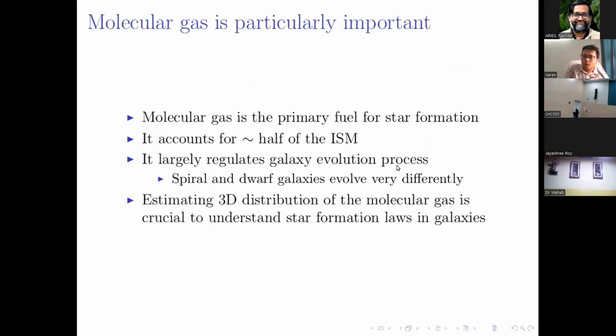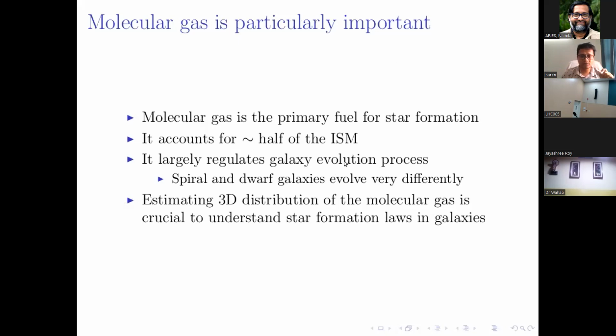So molecular gas in particular is important. Of course, atomic gas is very much important. Atomic gas and molecular gas are the two primary components of the gas disk. Atomic gas provides fuel for star formation. It's a long-term fuel, but the star's immediate fuel is molecular gas. So molecular gas is the primary fuel for star formation, and it accounts for almost half of the interstellar medium.